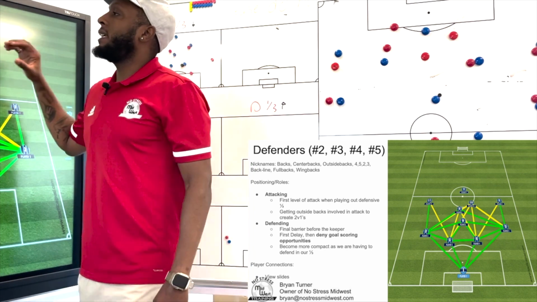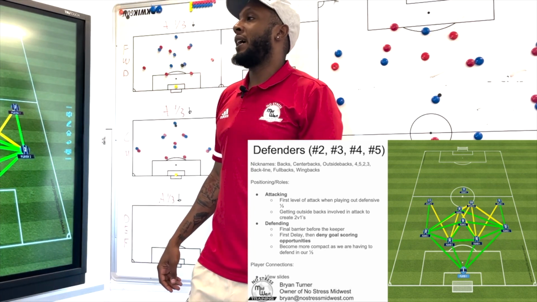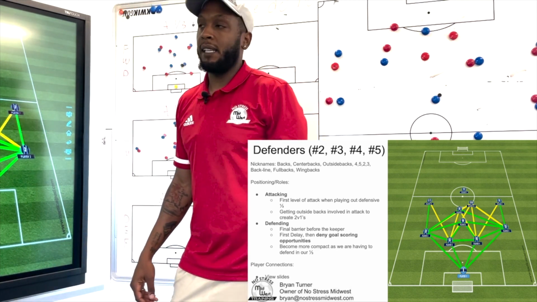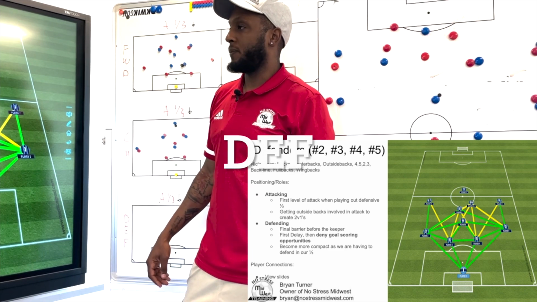All right, now we are getting into our defenders, the 2, 3, 4, and 5, center backs, outside backs, back line, full backs, wing backs, anything with a back in it. That's how we refer to our defenders.